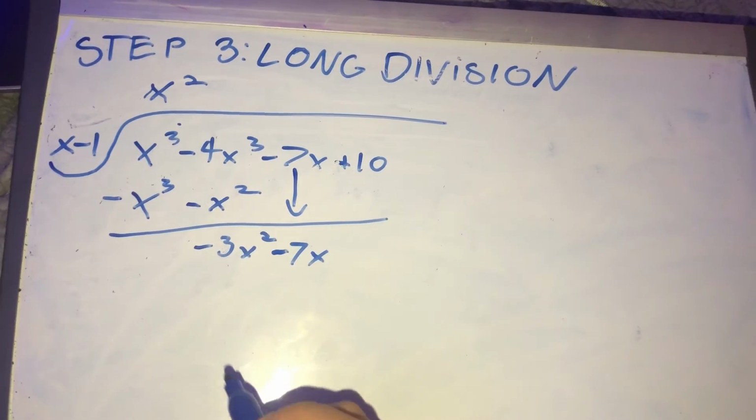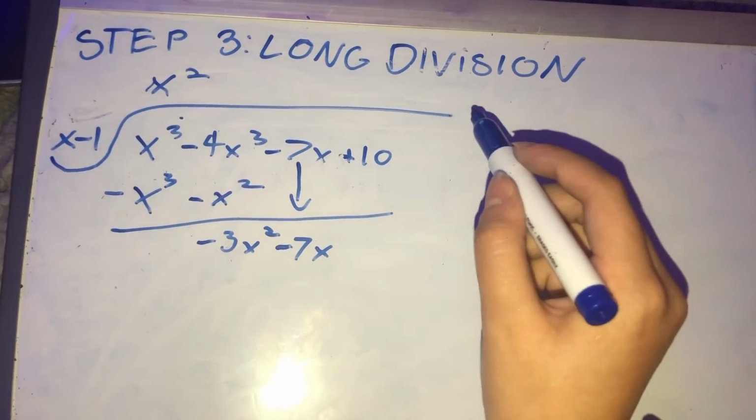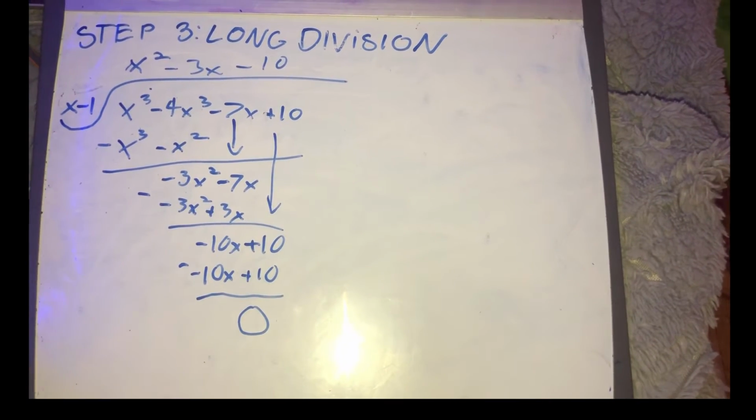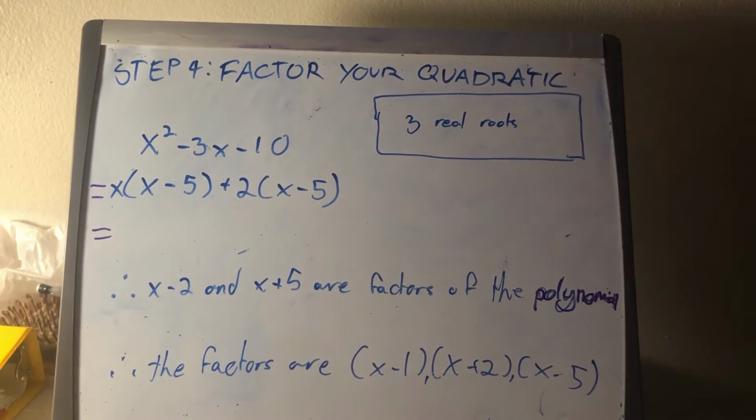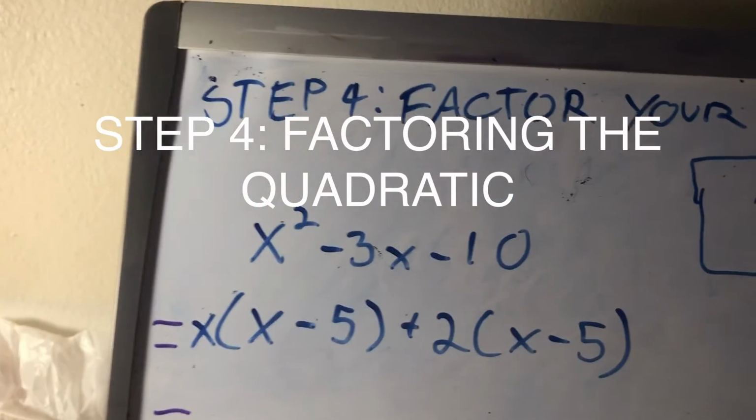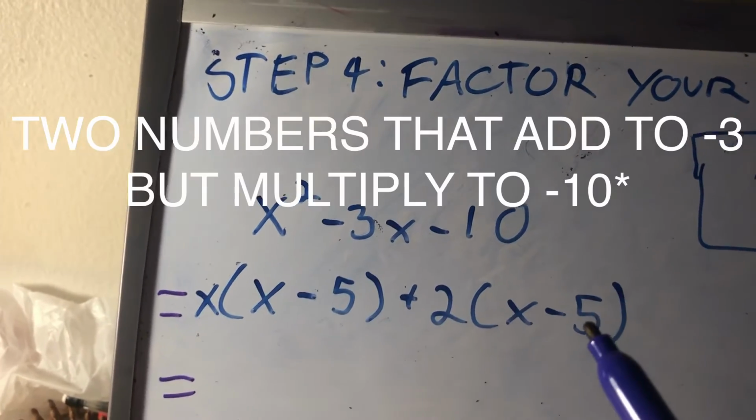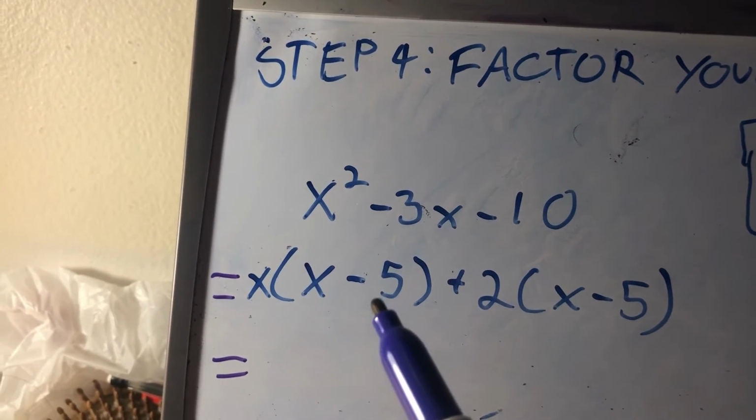We then repeat this process until we get a full quotient on the top, and the polynomial can no longer be further divided. After completing long division, we find out that our quotient is x squared minus 3x minus 10, in the form of a quadratic. So our quotient was x squared minus 3x minus 10. We can find numbers that add to negative 3 but have a product of negative 10. So that would be positive 2 and negative 5.